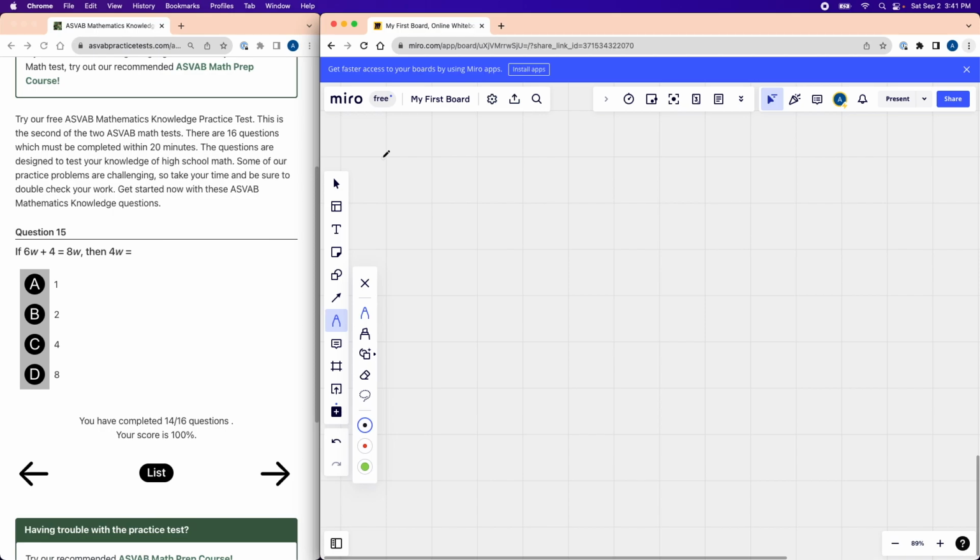All right, let's go ahead and try this one together here. I'm just going to rewrite the equation here. We have 6w plus 4 equals 8w. Or I guess rather, if 6w plus 4 equals 8w, then what does 4w equal? So hopefully you should be able to figure out that, okay, well, we need to figure out what w equals then. In order to figure out what 4w equals, we first need to understand and know what w is. So for this equation here, let's solve for w. So I have 6w's on this side.